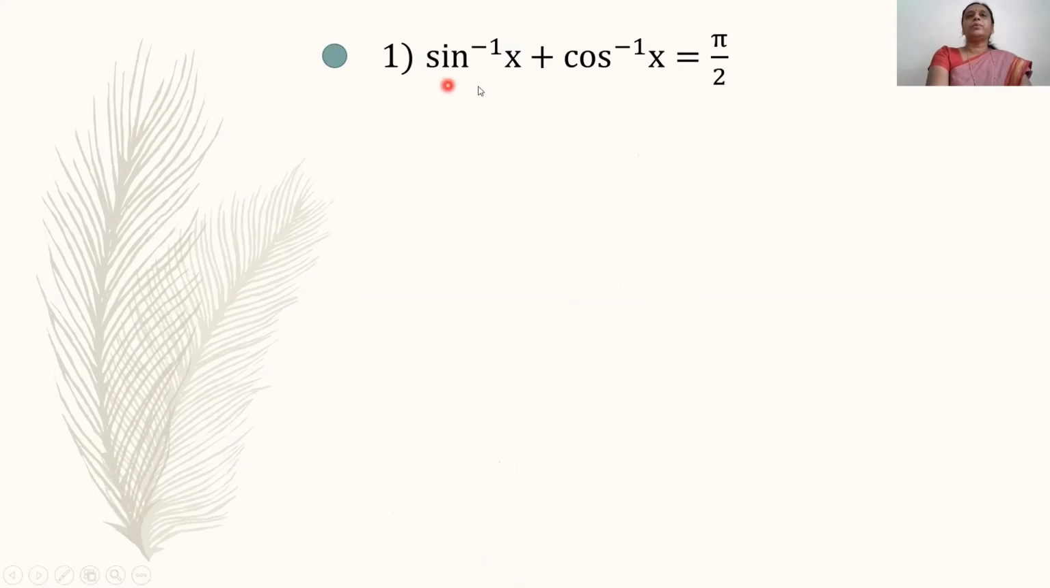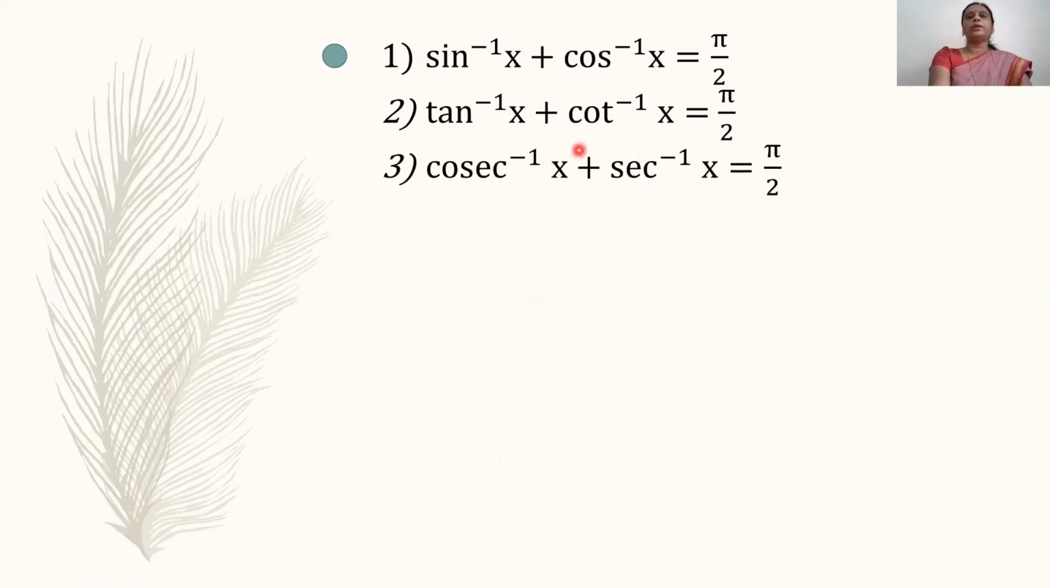See the next property, sin inverse x plus cos inverse x is equal to pi by 2. Then next is tan inverse x plus cot inverse x is equal to pi by 2, and cosec inverse x plus sec inverse x is equal to pi by 2. Means if sine and cosine functions come together with addition, then the value of that is pi by 2.